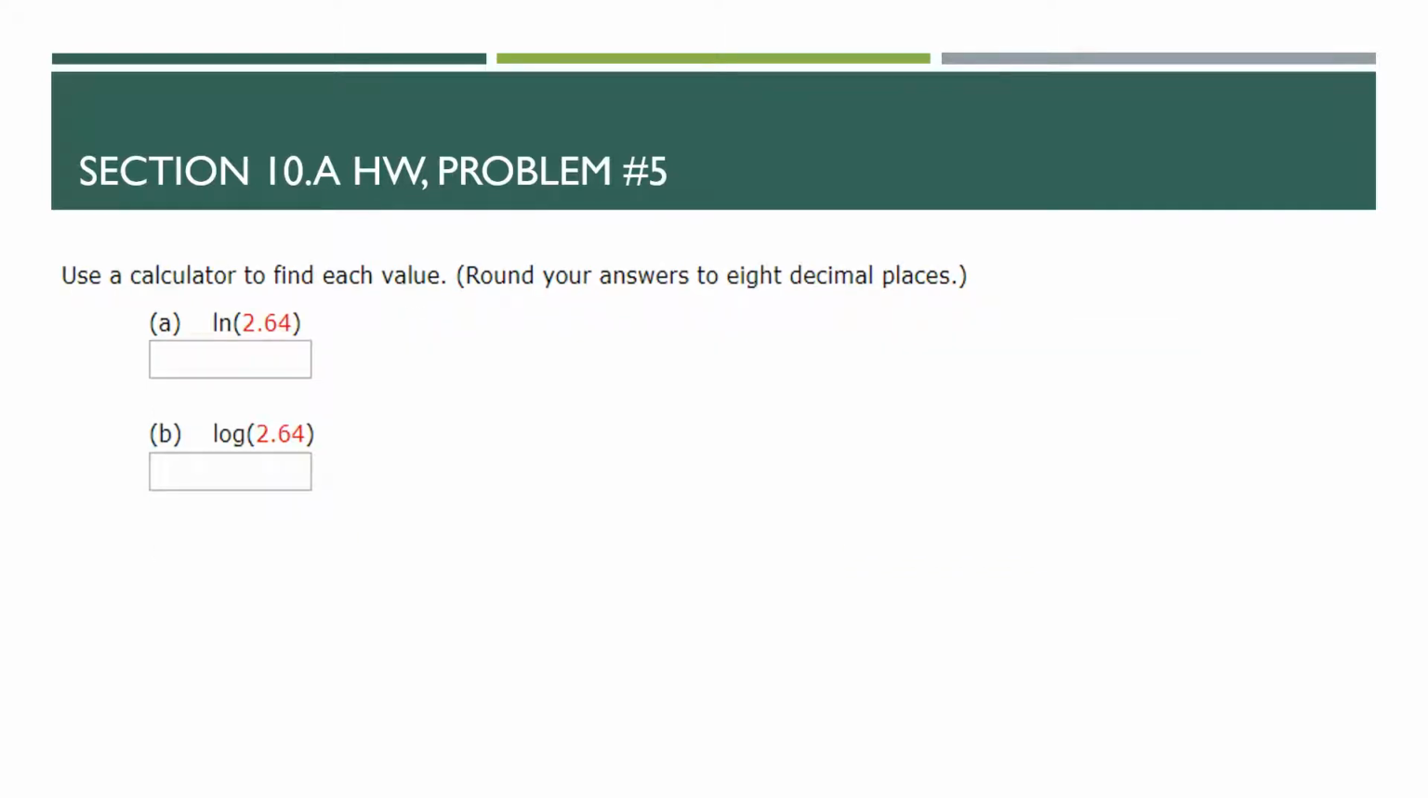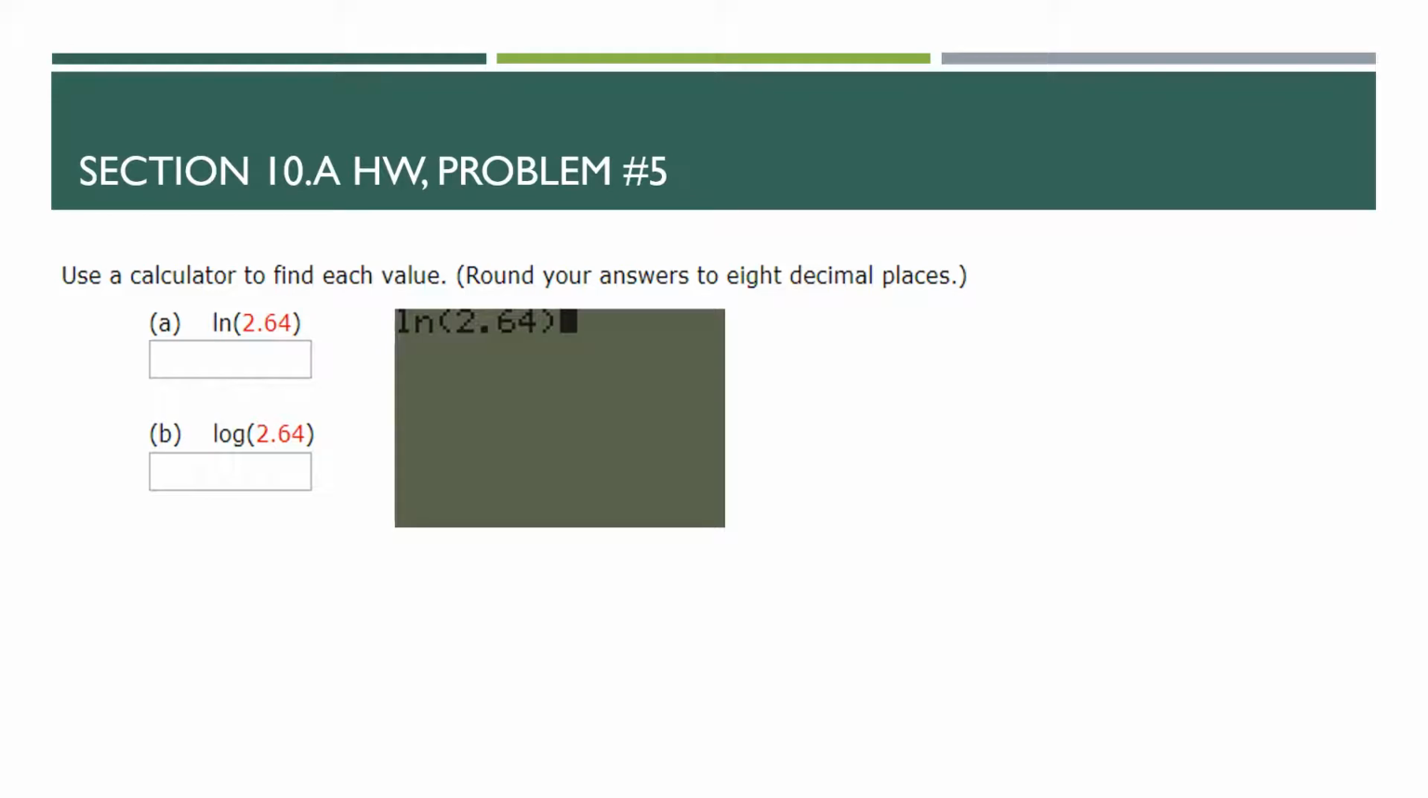And then last homework problem, use a calculator to find each value, round to 8 decimal places. We have natural log of 2.64. So look on your calculator for the LN button. If you're having trouble finding that, just search the name of your calculator and then search natural logarithm. It should come up with something and show you. Or you can send me a picture of your calculator and I'll show you where it is. So that's 9.970778917.